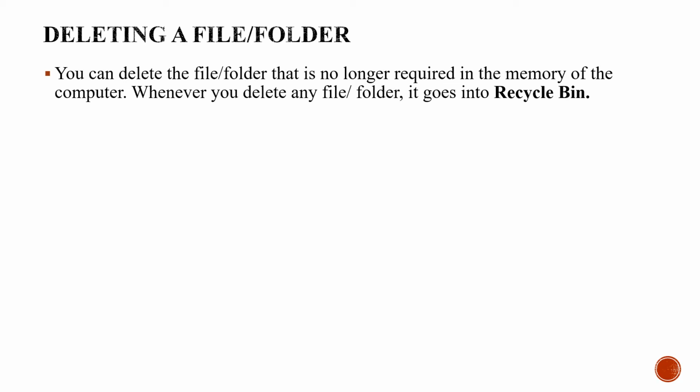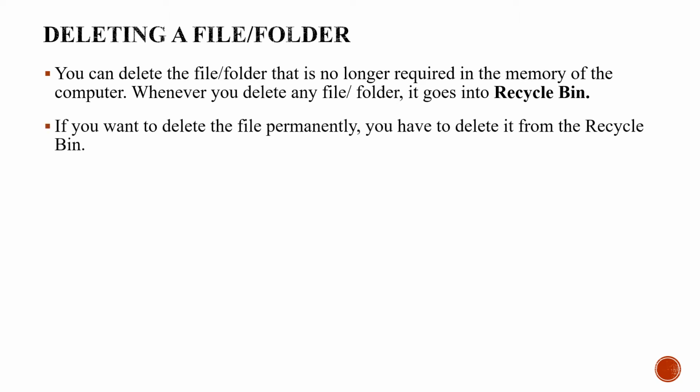Let us see. You can delete the file and folder that is no longer required in the memory of the computer. Whenever you delete any file and folder, it goes to the recycle bin. This point is very important, that it will go to recycle bin only. If you want to delete the file permanently, you have to delete it from the recycle bin. So, if you want to delete it permanently from your system, you have to open the recycle bin. The icon is there on the desktop and then you have to delete it from there also.